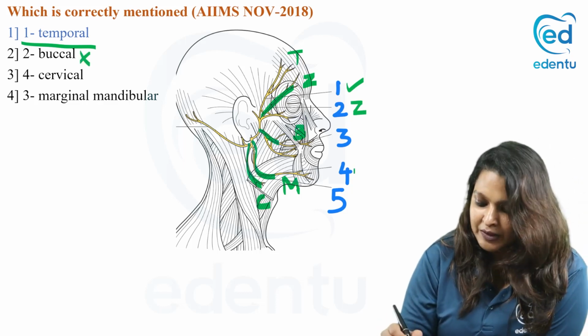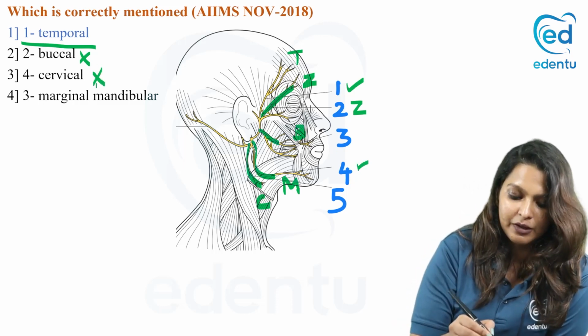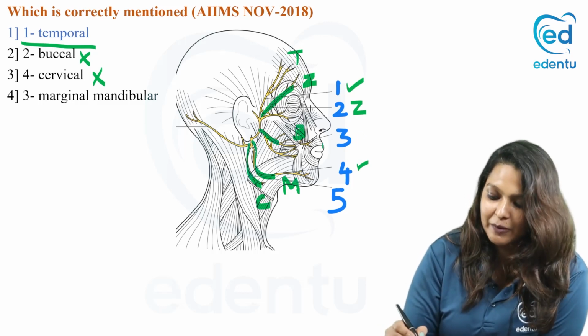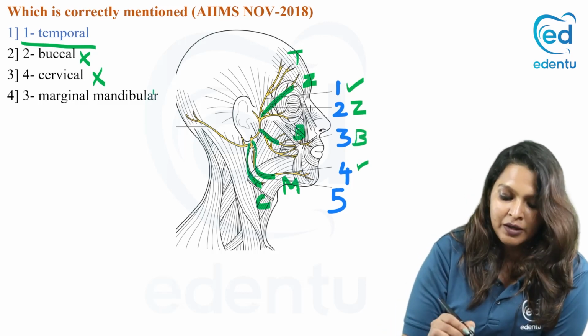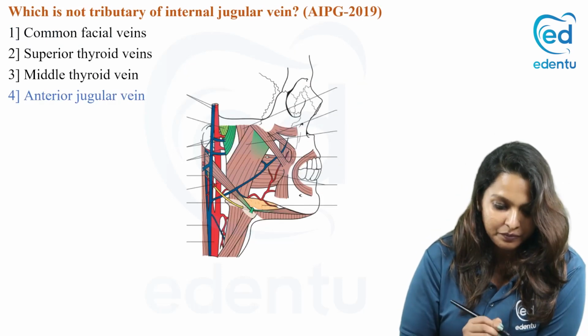And 4 is named as cervical, but it is actually the marginal mandibular branch. And the 3 is named as marginal mandibular, but it is the buccal branch. Okay, so these 3 are wrong. Only the first pair is the correct option.